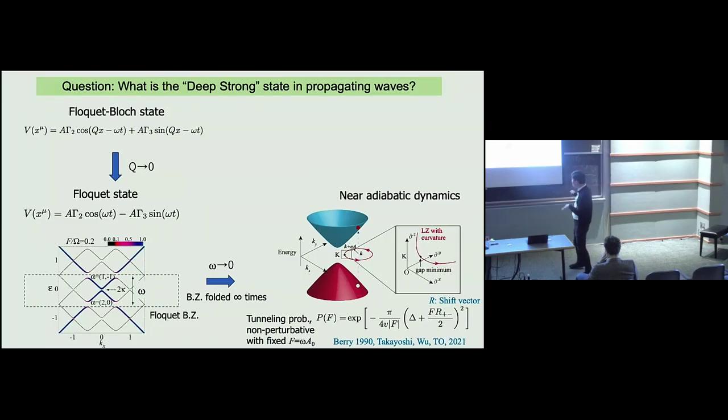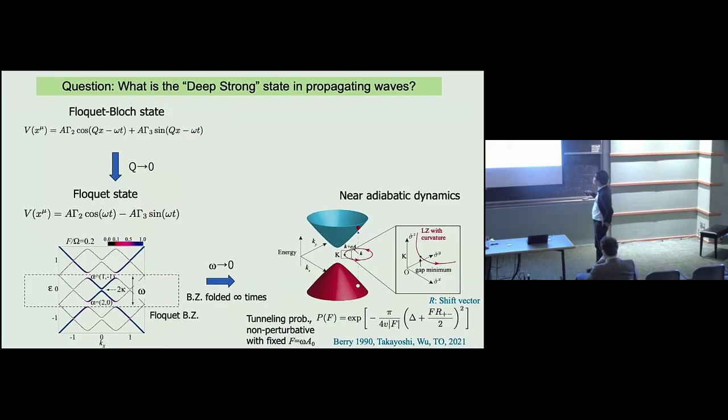Okay, but one important thing is that if we look into these tunneling probabilities, this is written using this F, which is the force or the field. The F is omega times A naught. So we already see that this is highly non-perturbative in this F function, which is proportional to A naught and omega. So we take the small omega limit by fixing F. This means that we are really in this deep strong coupling limit.